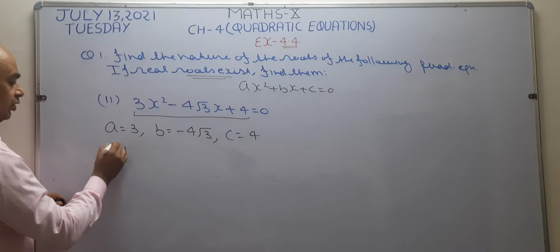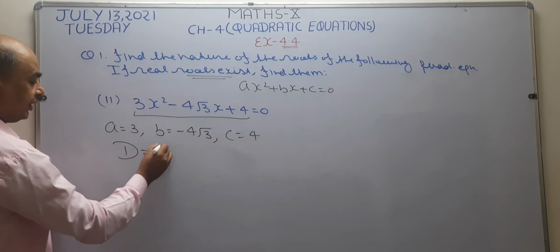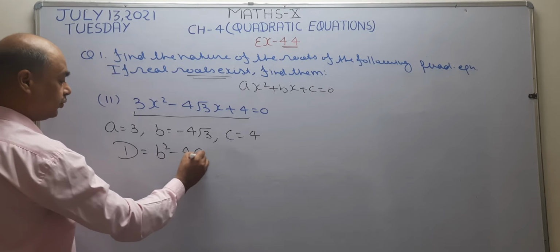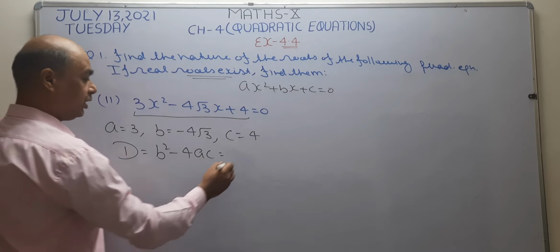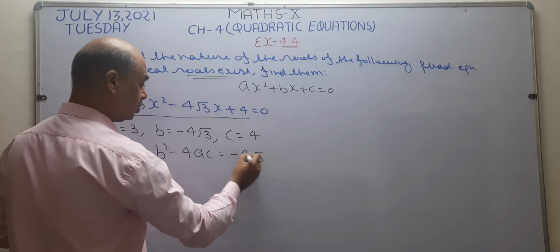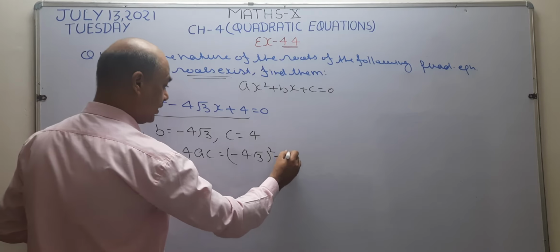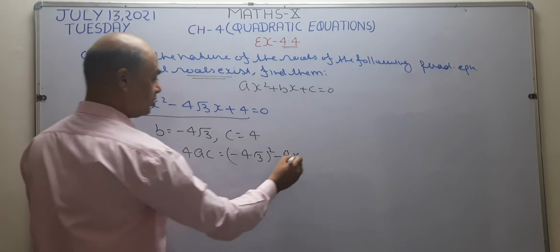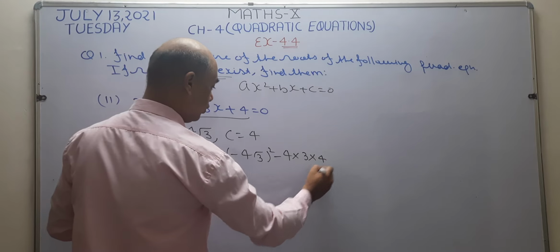Now I want to find the value of D. D means discriminant. The formula for D is b square minus 4ac. What is b? Minus 4 root 3 and its square. Minus 4. What is a? A is 3. What is c? C is 4.